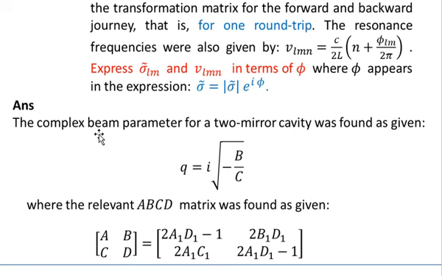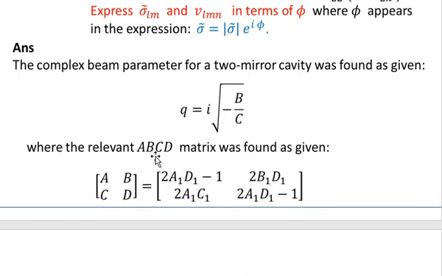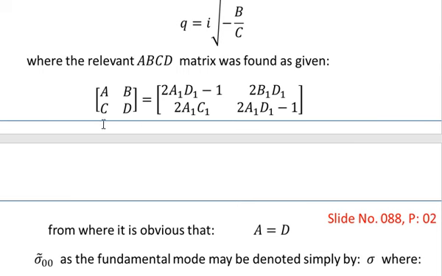The answer is: the complex beam parameter for a two mirror cavity was found as given, that is Q is equal to iota times square root of minus B over C, where the relevant ABCD matrix was found as given. ABCD matrix is equal to, on the right hand side, 2A1D1 minus 1, the second element is 2B1D1, and in the second row the first element is 2A1C1, and the second element of the second row is 2A1D1 minus 1. So this is the ABCD matrix that we have derived in the previous slide.